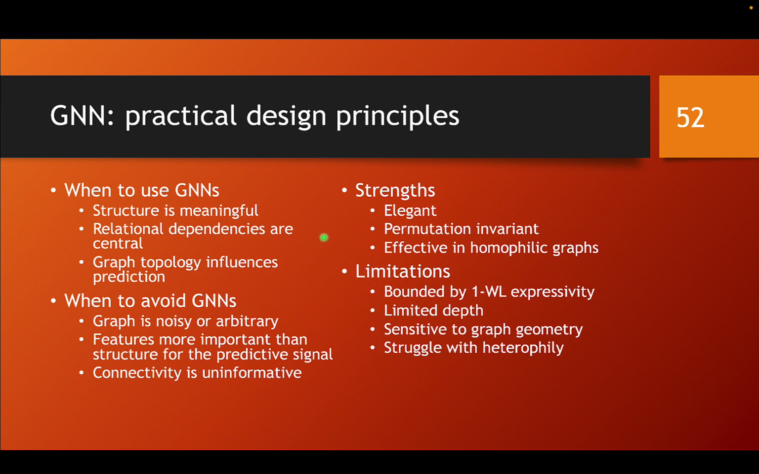There are some strengths to graph neural networks. They are elegant, they are permutation invariant, and they are effective especially in homophily graphs. There are also limitations. One we mentioned earlier, they are bounded by the 1WL expressivity. You are bound to limited depth. They are sensitive to graph geometry, and to a large extent they struggle with heterophily.